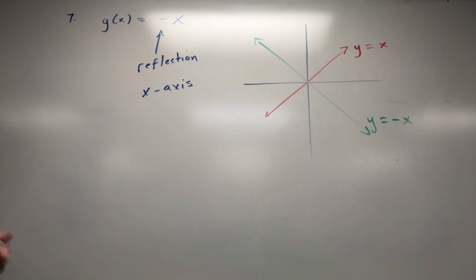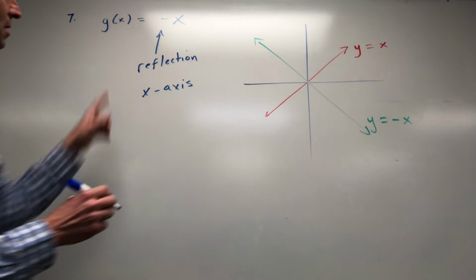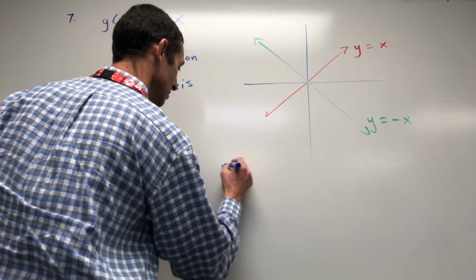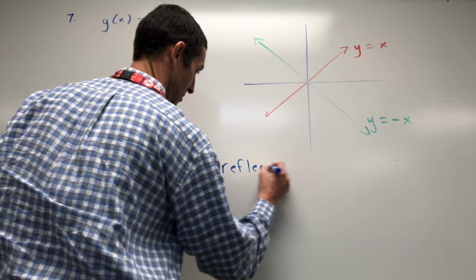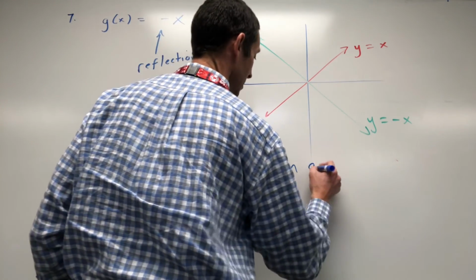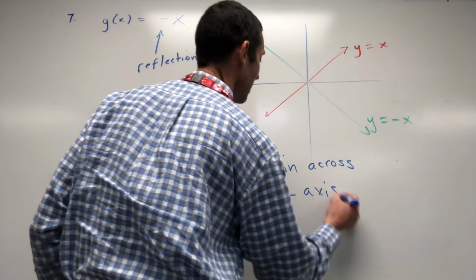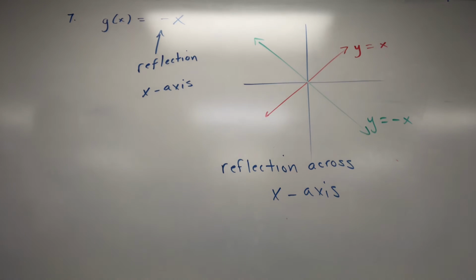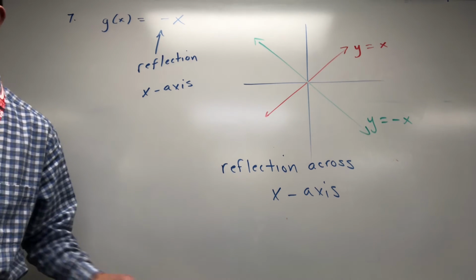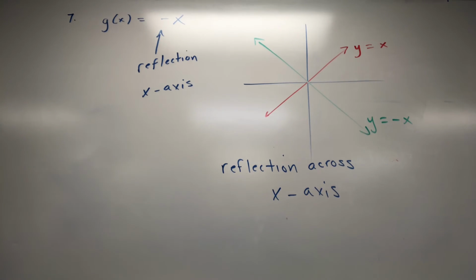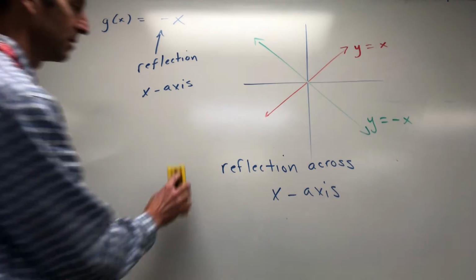We got to describe this one, and it's not a translation, this is a reflection. And we went across the x-axis. Kind of a nice looking graph. Man, go Mr. Porter. All right, guys. I guess we could do one more. We could do it if it's a quadratic. Let's do one last one.